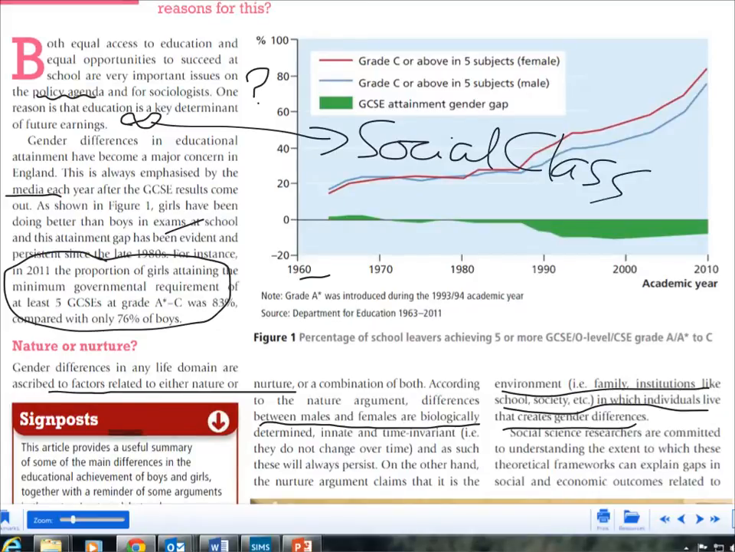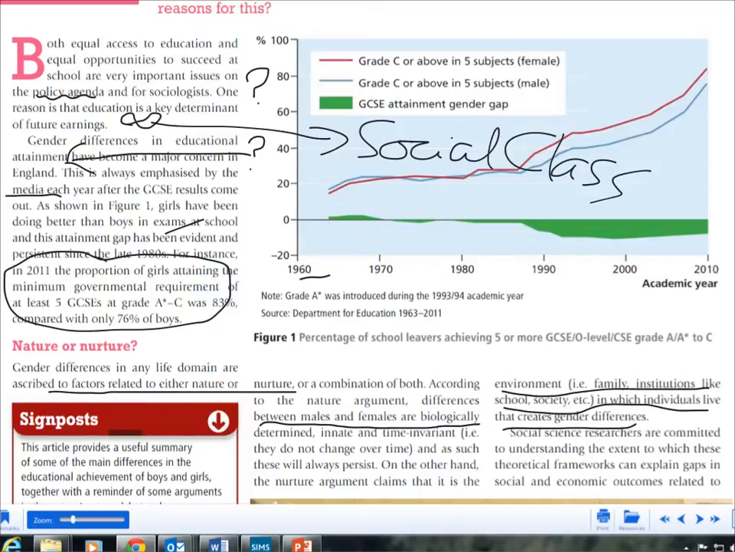Okay? Gender differences in educational attainment have become a major concern in England, and this is always emphasised in the media each year. I'm going to do a little question mark there, because I'm not too sure what attainment might mean. So sorry about the squiggliness of this. I'm sure you'll do this much more neatly.